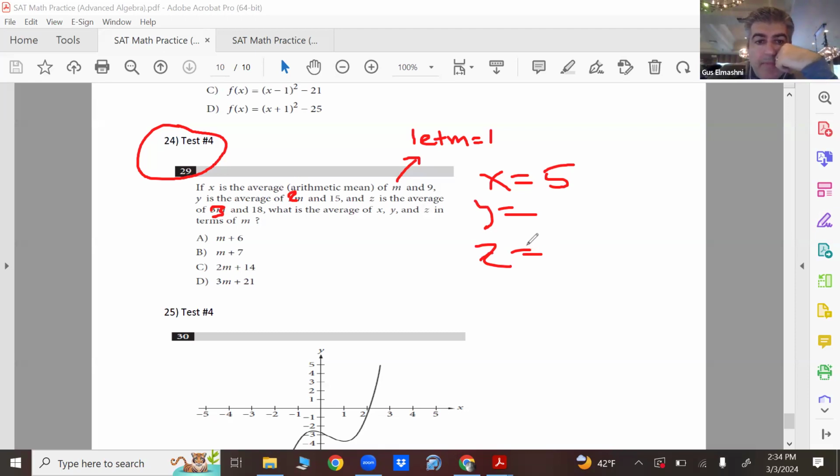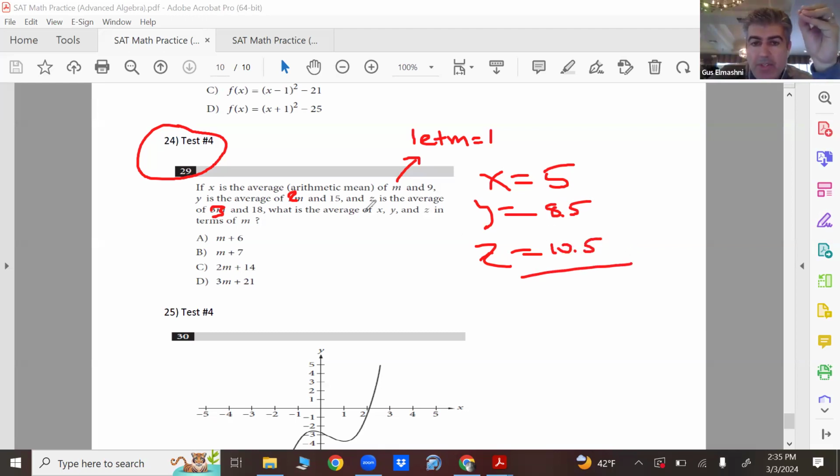So now let's figure out Y and Z. Y is the average of 2 and 15, Z is the average of 3 and 18. So what's the average of 2 and 15? It'll be a decimal, by the way. 8.5. Z. And then will the other one be 10.5? Perfect.